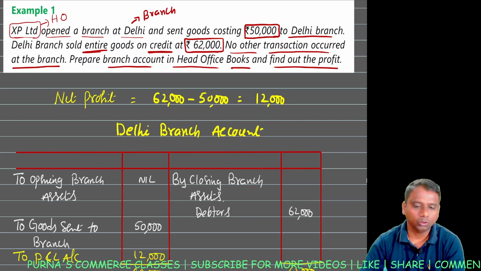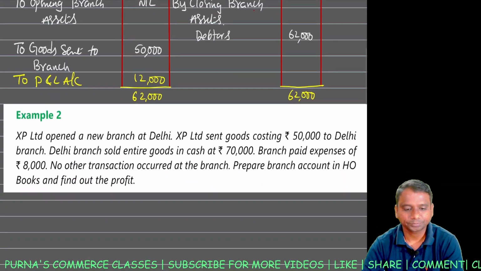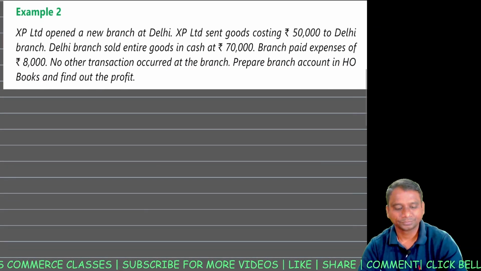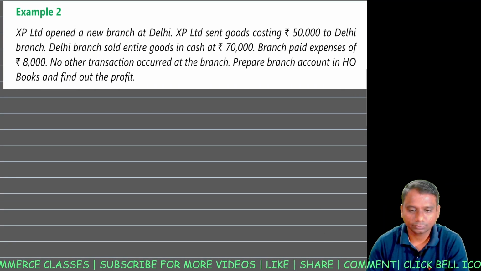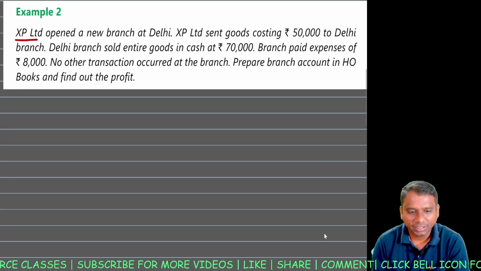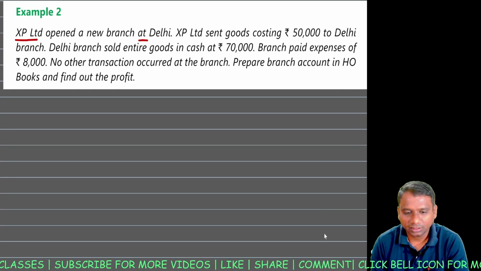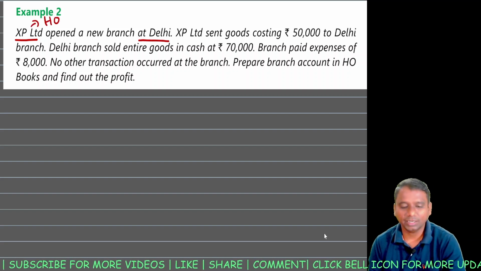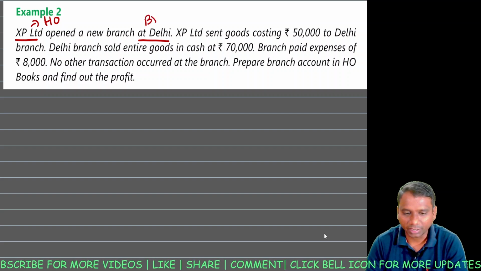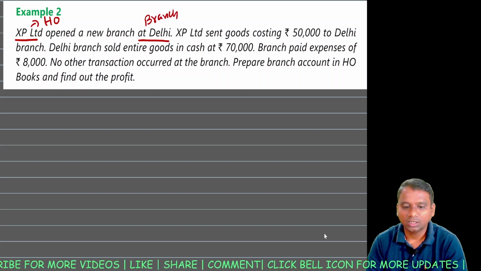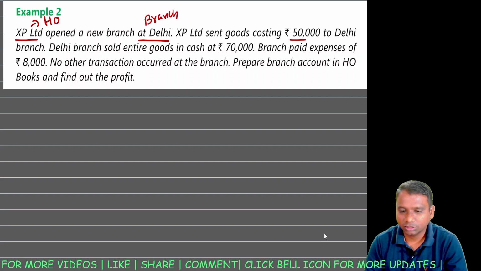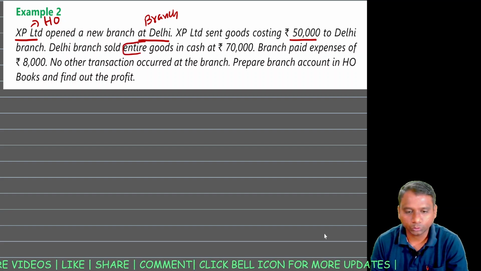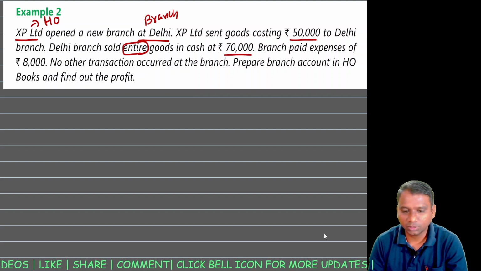Right. So now we go to the next example. XP Limited opened a new branch at Delhi. Tell me, XP Limited is what? Head office. Identify head office. Delhi is what? Branch. Right. Goods sent costing 50,000 to Delhi branch. Delhi branch sold entire goods. Entire goods for how much?